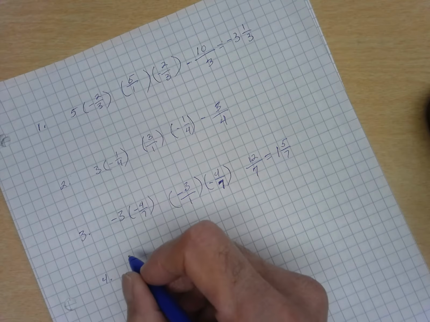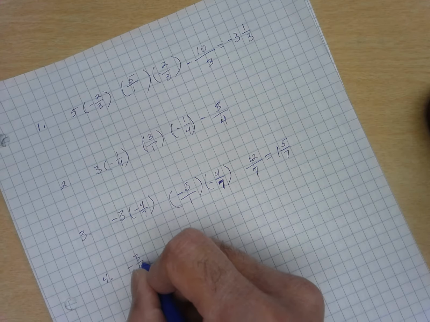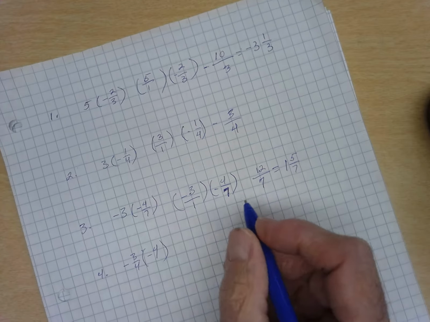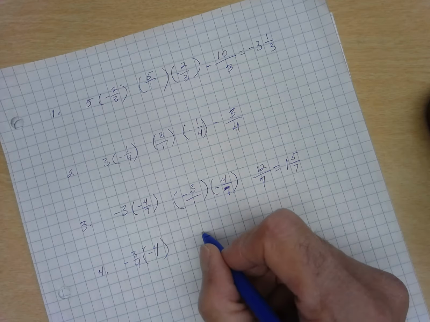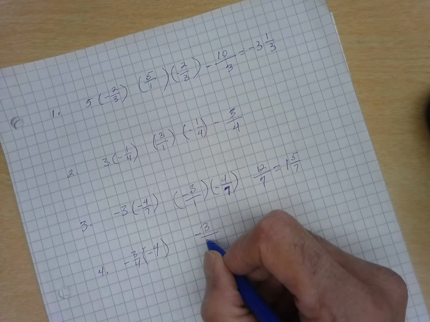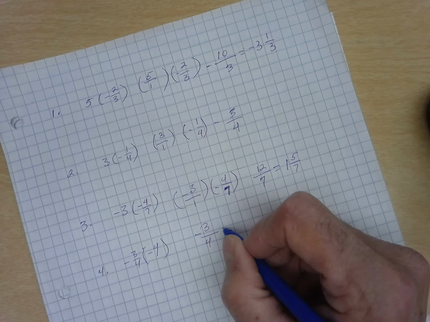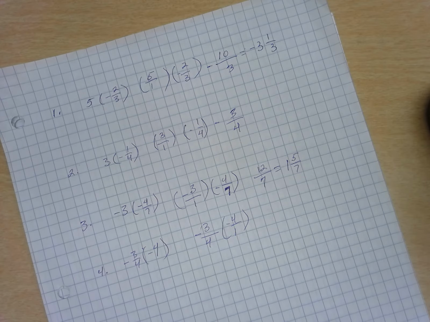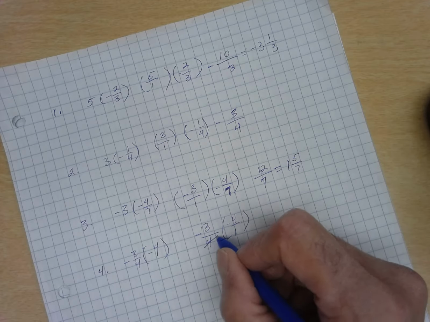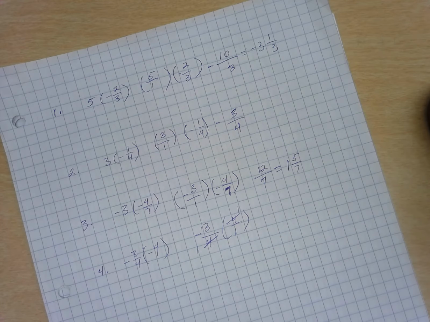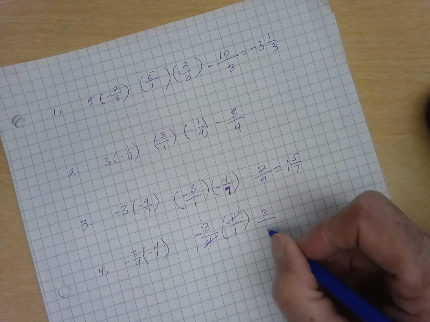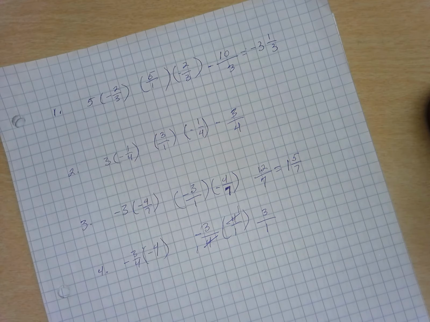Number 4. Negative 3 over 4 times negative 4. Once again, I have a fraction and a whole number. But they're both negative. This time I can factor something out. I can factor out the 4s. Each 4 becomes a 1. So negative 3 times 1 is 3. 1 times 1 is 1. The product is 3.